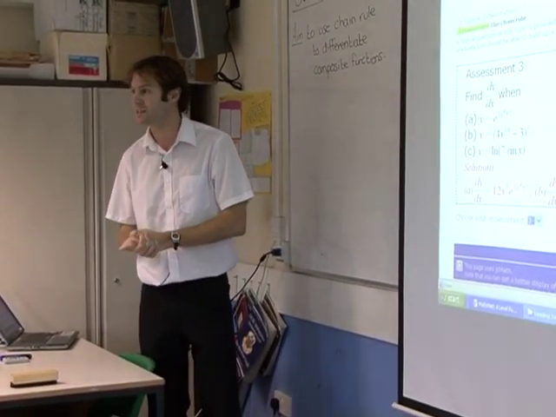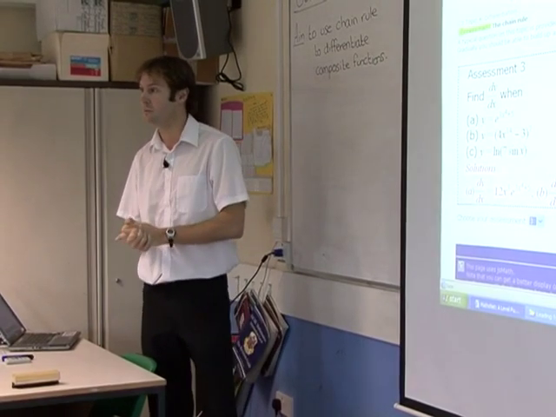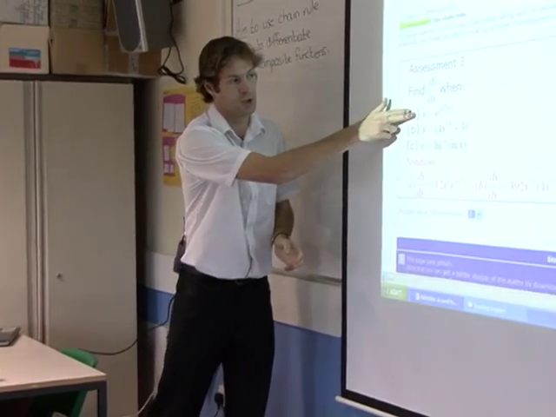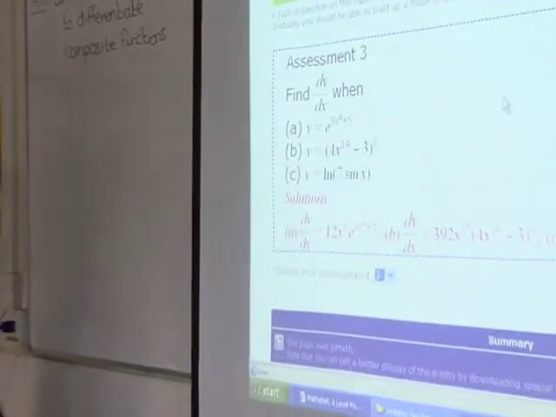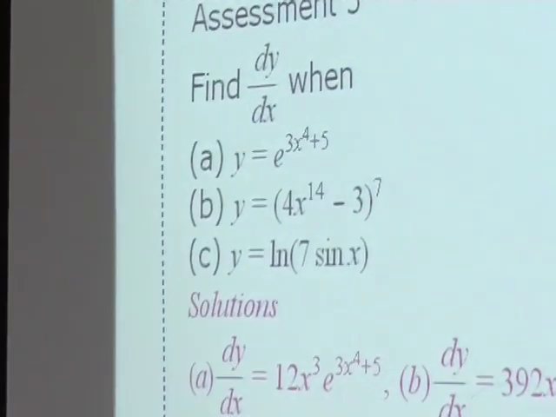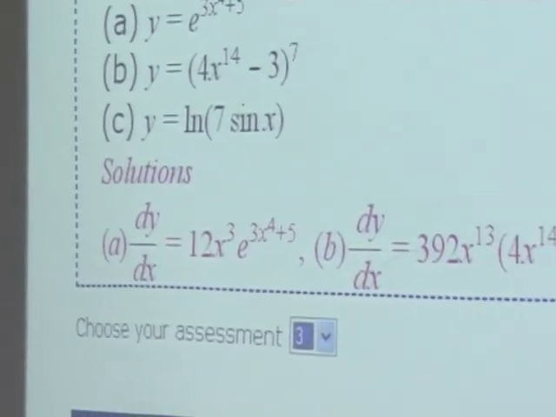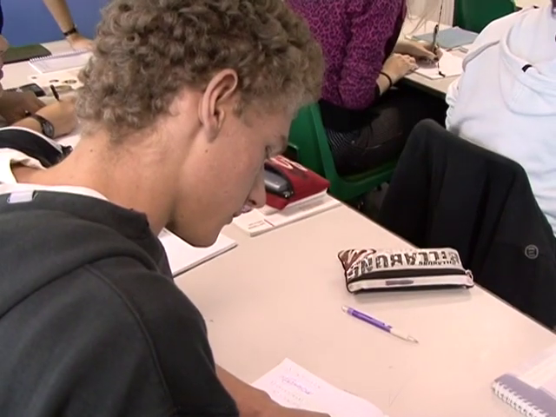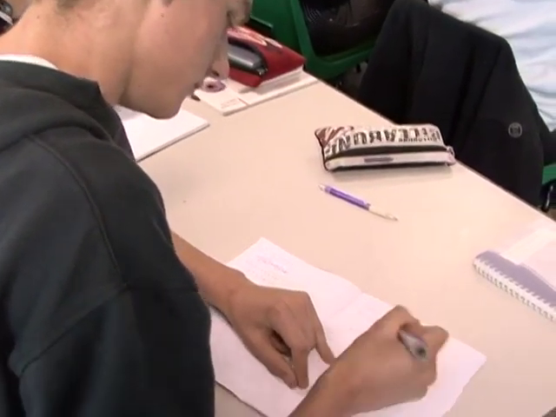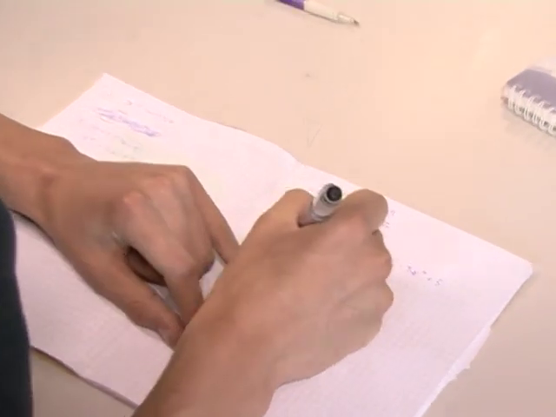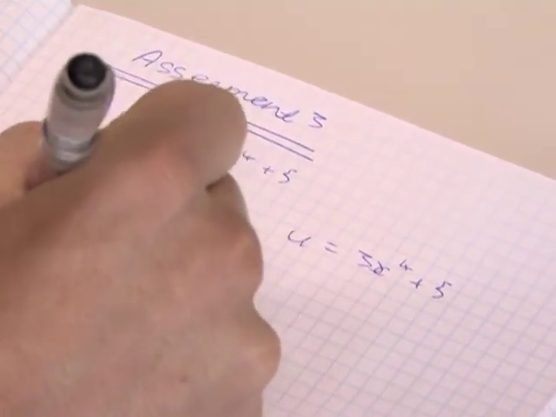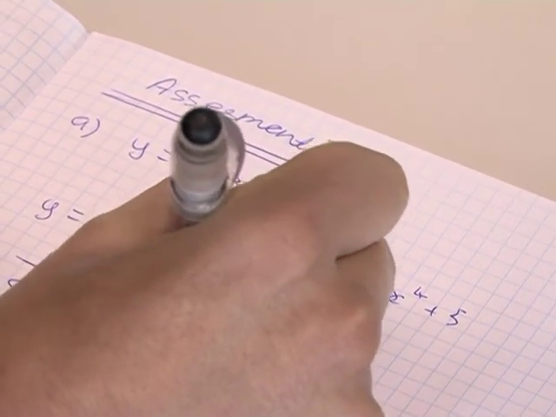What I want you to do is produce perfect worked solutions to get from the function to their corresponding derivatives dy/dx. I'll give you 3 minutes on each, 6 minutes in total. Is that e to the (3x to the 4)? Up there, yes, e to the (3x to the 4 plus 5).